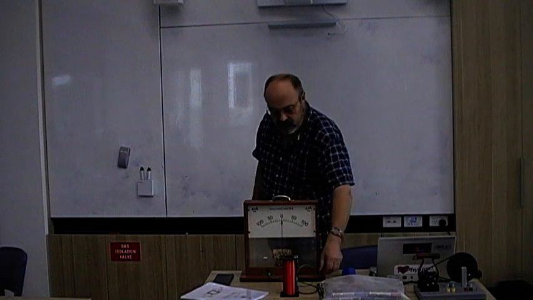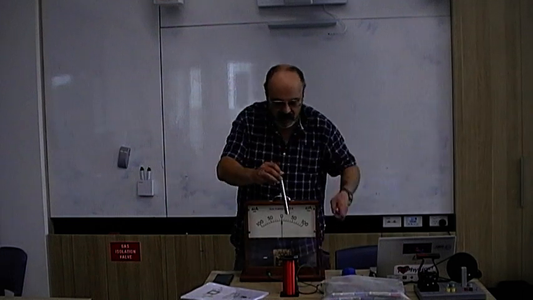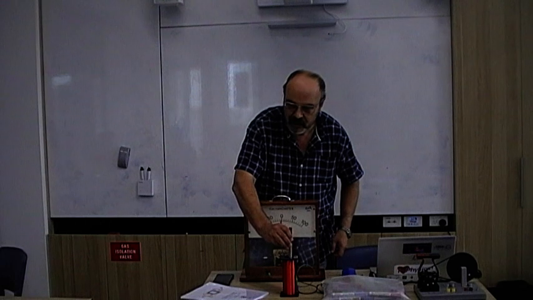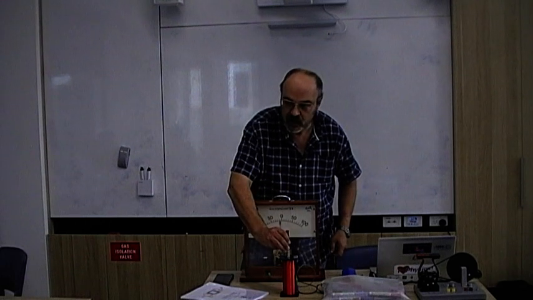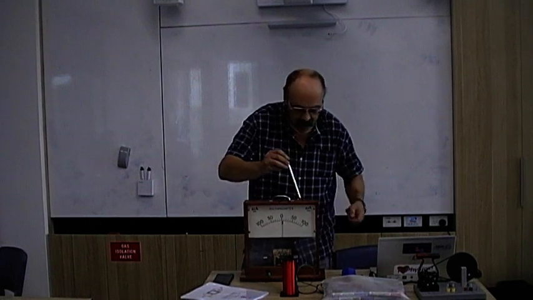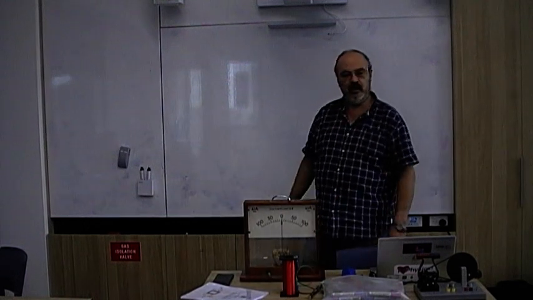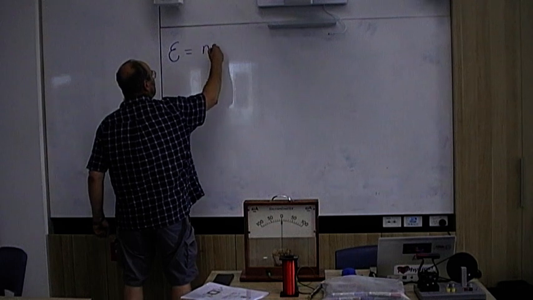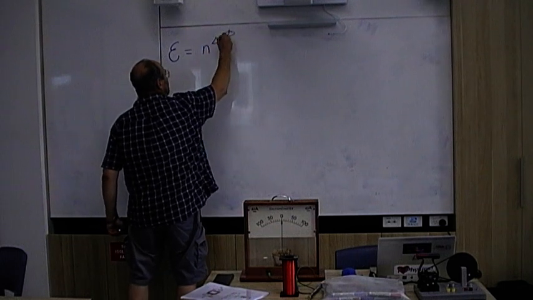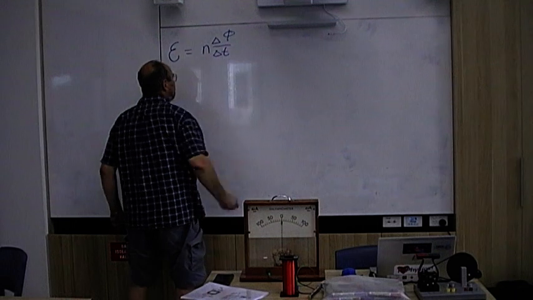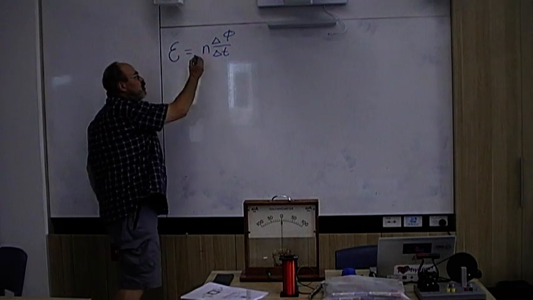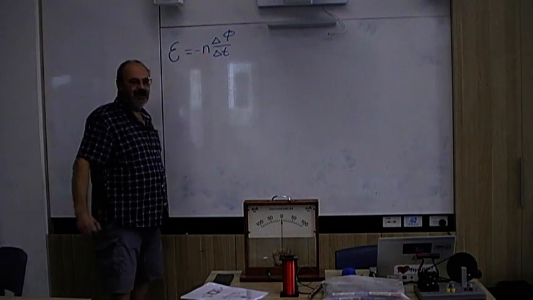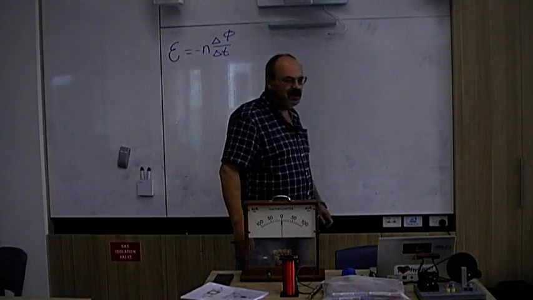As you could see, the current changes its direction when the magnet is moving in and out. Why is that? Here we have Lenz's law. We looked into Faraday's law: EMF equals N times the rate of change of the flux. And now we will add a minus. This minus is called Lenz's law.